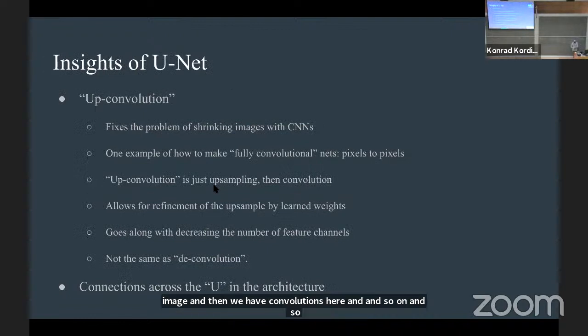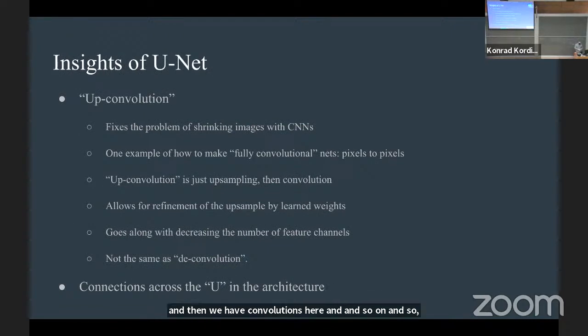So what are the insights of UNet? We do an up convolution, which fixes the problem of shrinking images. Convnets always make them smaller as we get to the pooling layers. It's an example of fully convolutional networks. It goes from the input pixels all the way to the output pixels. All it does in between is basically have pool layers and the opposite of pool layers, where you sample up. It allows for resampling of the upsamples and goes along with decreasing the number of feature channels, not the same as deconvolution.